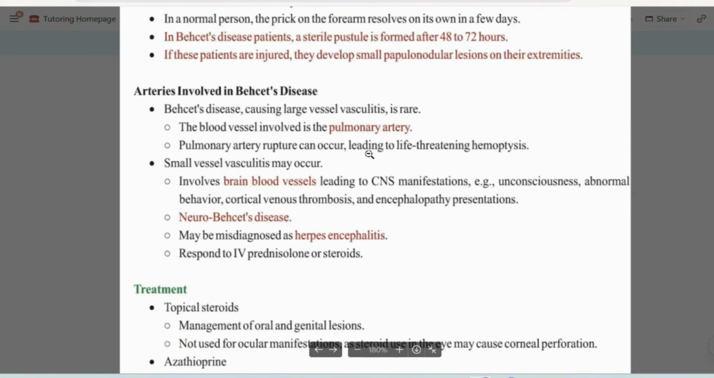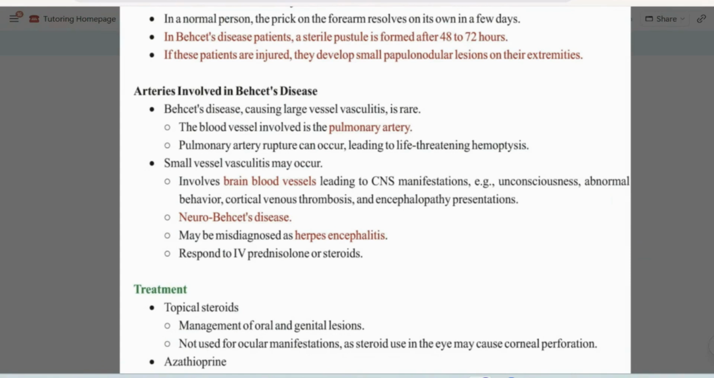Okay, and I think we've seen most of these. You see small vessel vasculitis involving the brain blood vessels. CNS manifestation, very, very peculiar, right? You may see abnormal behavior, venous thrombosis, and encephalopathy, right? So this is termed neuro-Behçet's disease, and it's important to remember that if they ever say CNS manifestation with skin involvement or eye involvement, always think of Behçet's versus herpes.